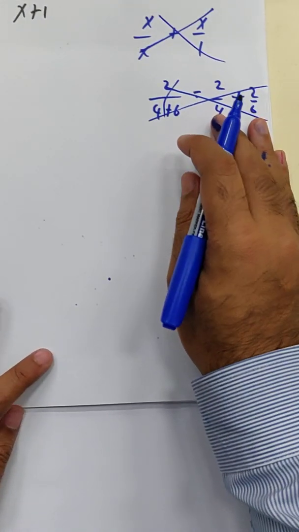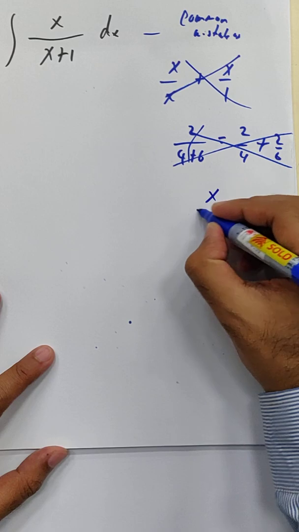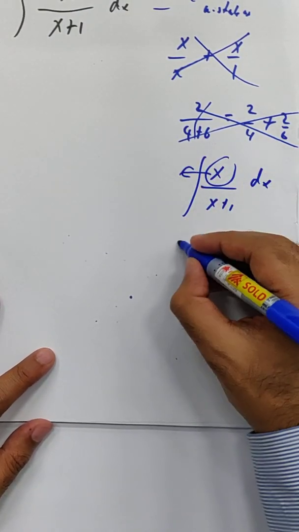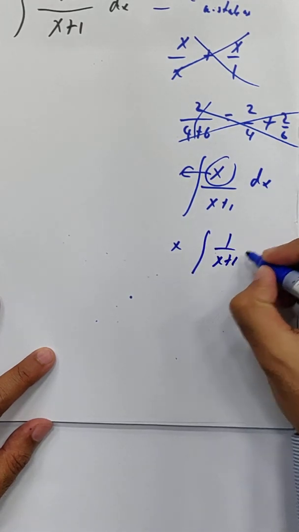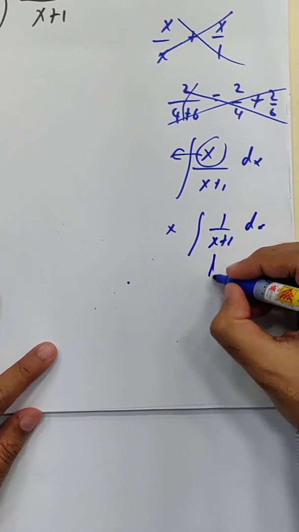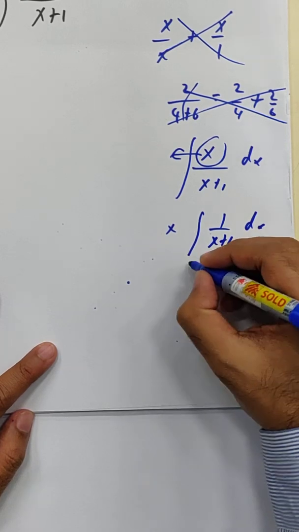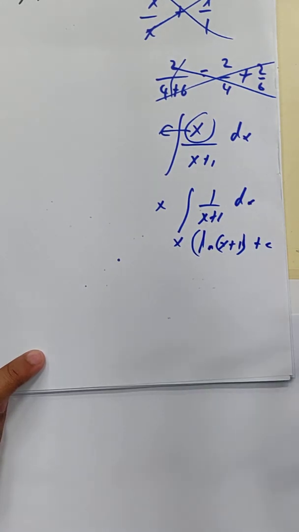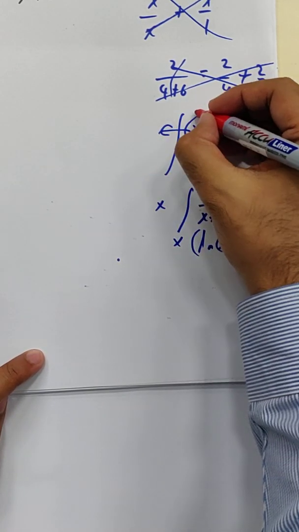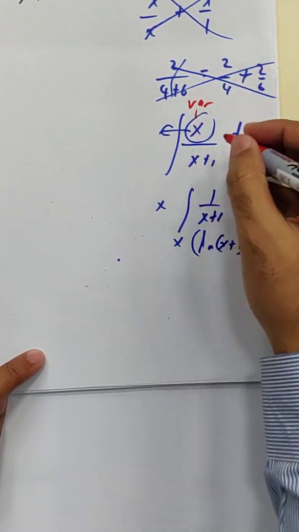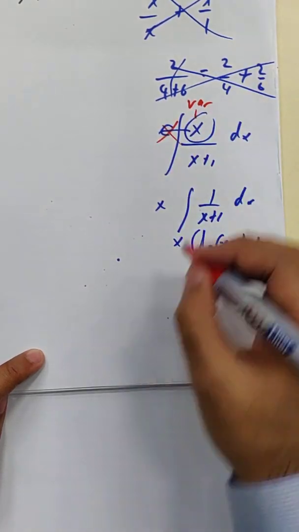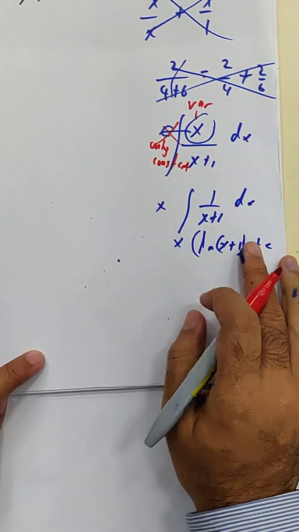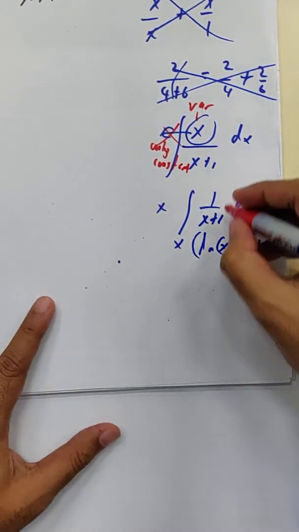Another common mistake I got from students is that they say, oh, I bring this x outside, 1 over x plus 1, then this one gives ln x plus 1 times x. This is another common mistake. The thing is, you cannot take x outside because x is a variable. You can only take a constant outside. Only constant. So this is a totally wrong method.